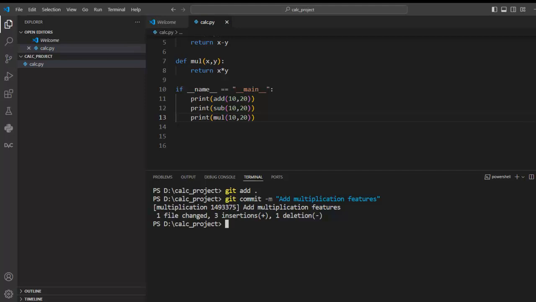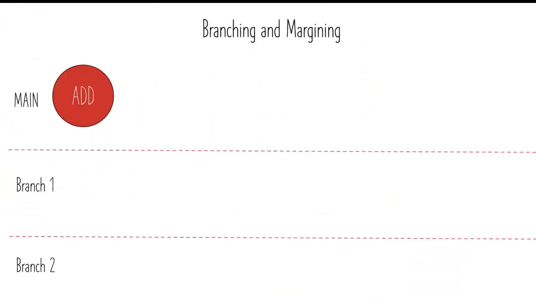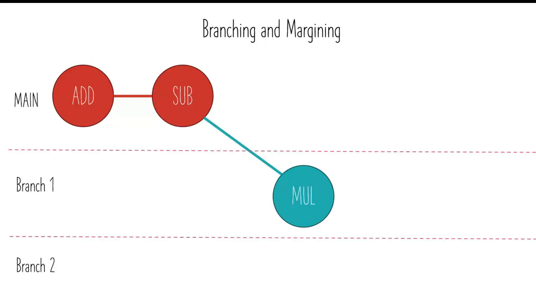Now done. So let's move to our flow. As you can see, we have completed this, and also we have created a new branch, the multiplication branch. So as we discussed, simultaneously, we will continue our development on the main branch as well.